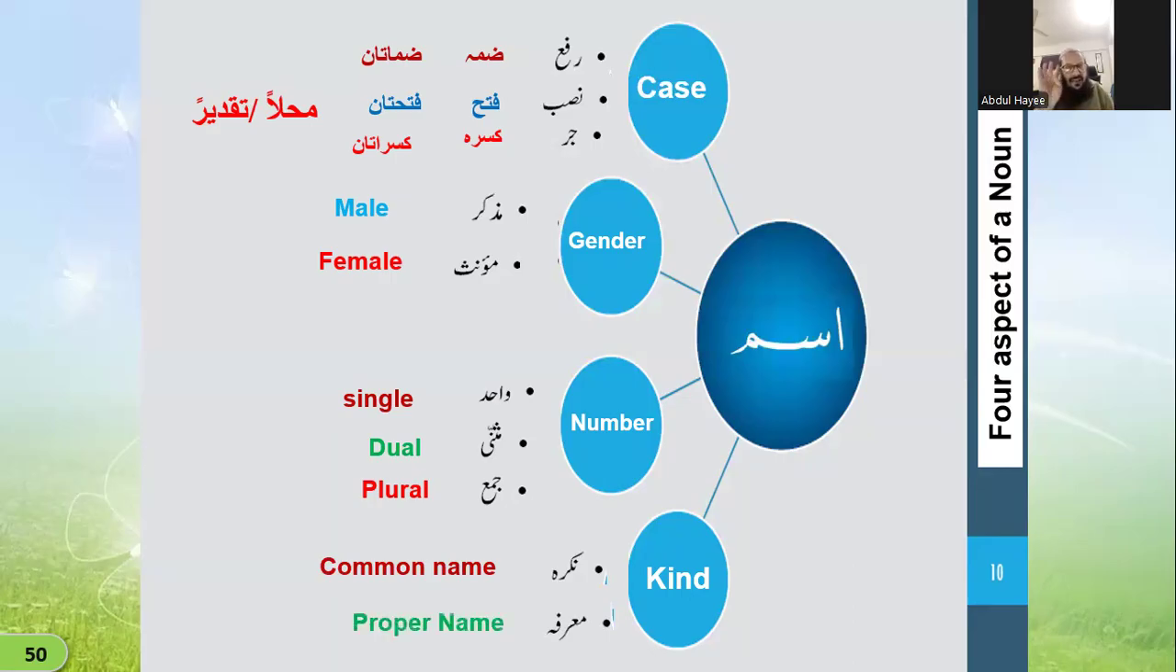Unless you know these four things about an ism, you can't understand that ism properly and you can't use it properly. So for each ism, these four things are required to be understood: what is its state, what is its gender, what's the number, what's the kind? We will repeat this till the last lecture.